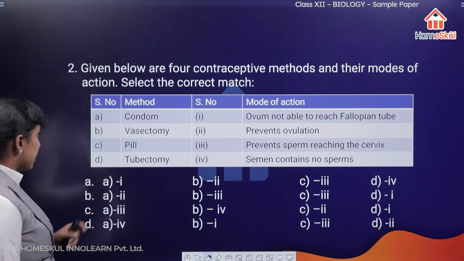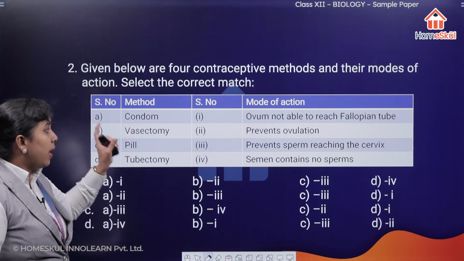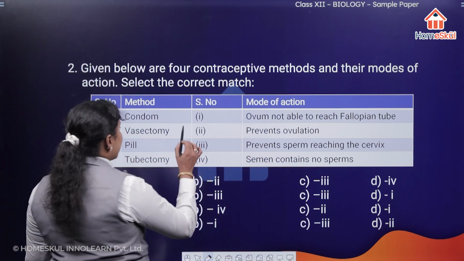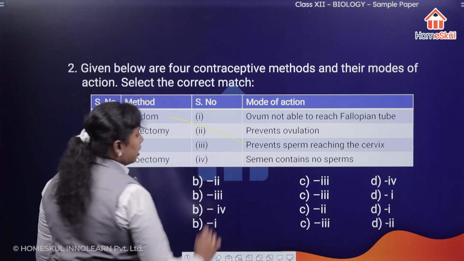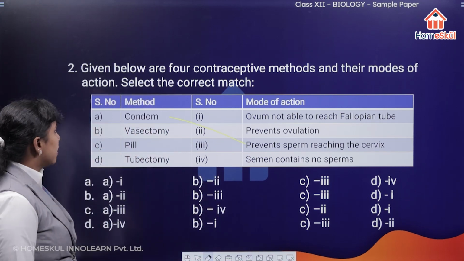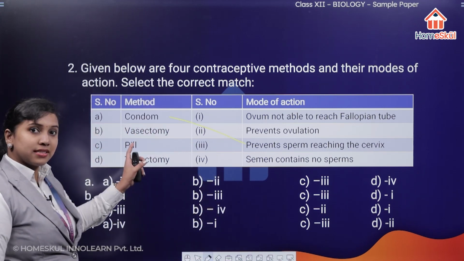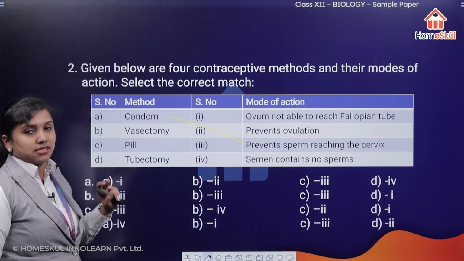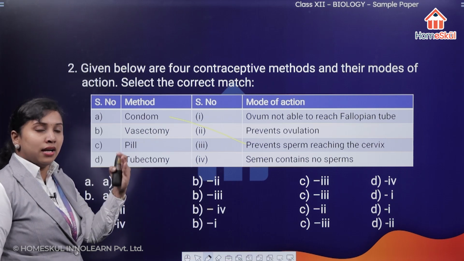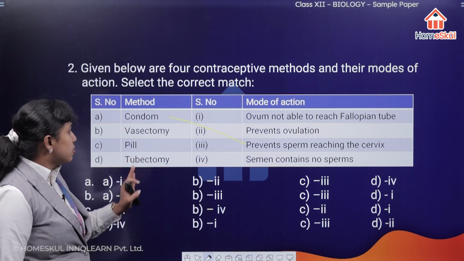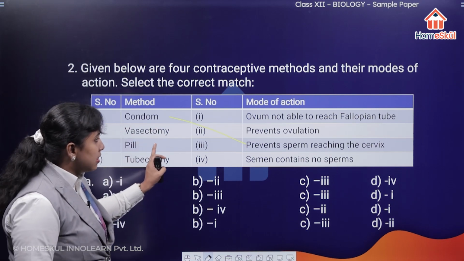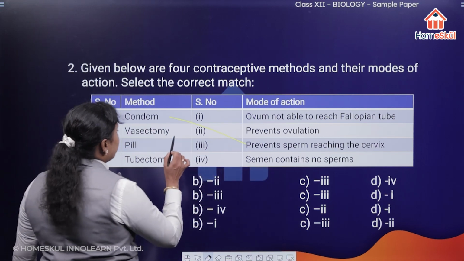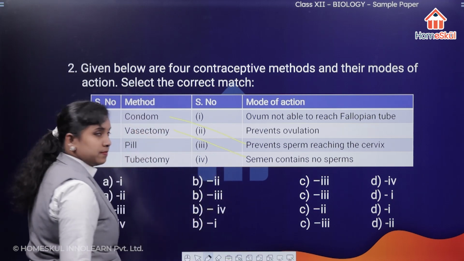Let us see. The first one is the condom, which prevents the sperm from reaching the cervix, so A will match with 3. Then vasectomy. Vasectomy is a surgical method used in males. It is a terminal method, and here the semen will contain no sperm, so B will go with 4.